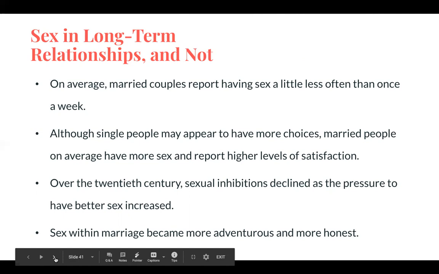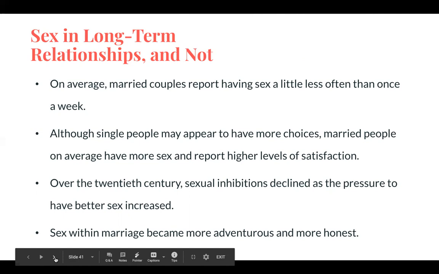And it's worth noting that sex within marriage has become more adventurous, it's become more honest, it's become seen as being a more important part of marriage. And this has been a steady trend beginning in the 1920s, and then escalating in the 60s and the 70s, post women's movement, post the development and the proliferation of the pill.